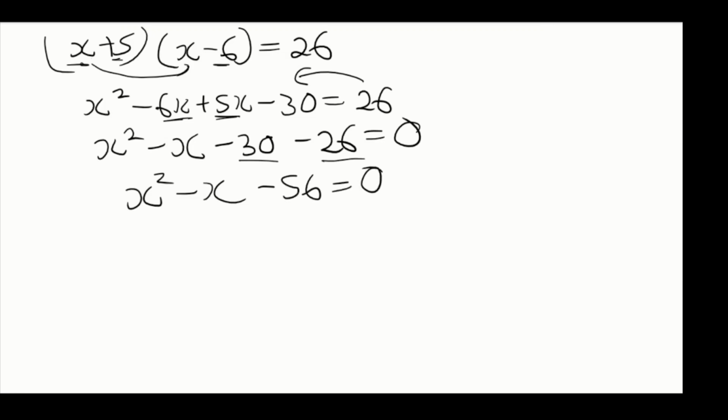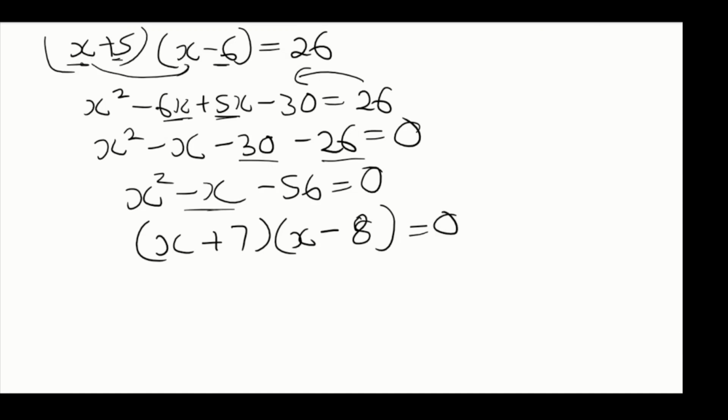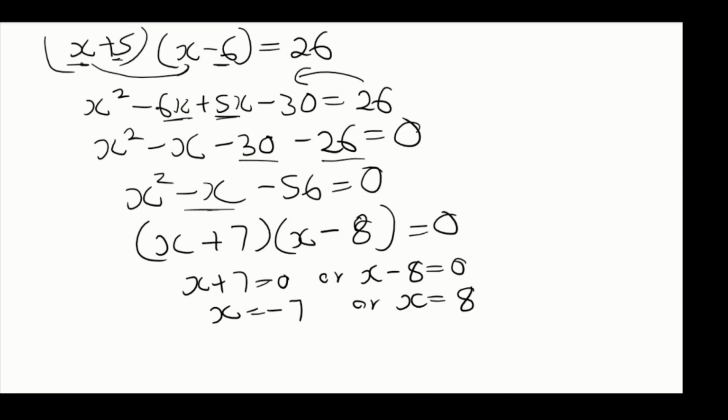So we're going to factorize this problem. The factor of x squared is x, and then we find the factors of 56 such that when you add or subtract, they give you the middle term. So it's going to be 7 and 8. Our 7 is going to be positive, 8 would be negative, since the larger number takes the sign of the middle term. So x plus 7 equals 0, or x minus 8 equals 0. So x equals minus 7, or x equals 8. These are your solutions of x.